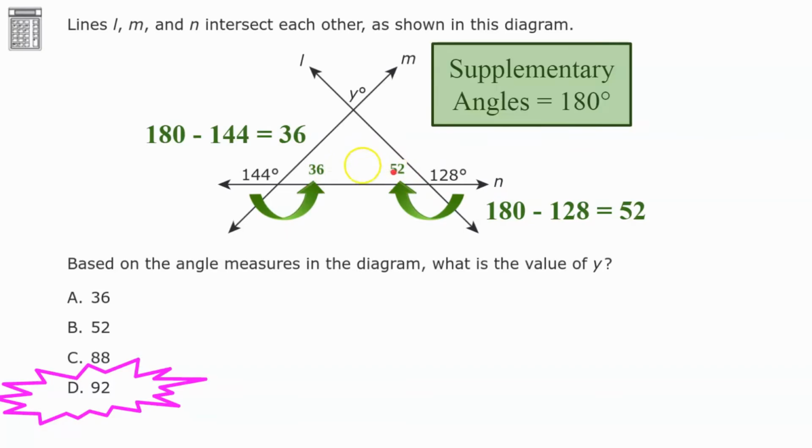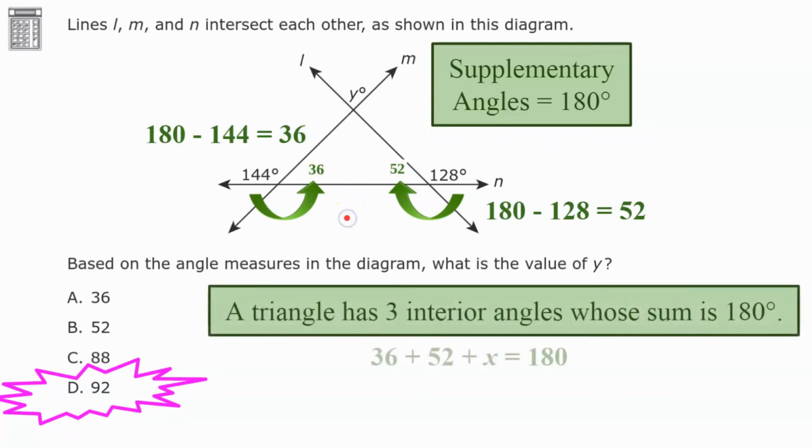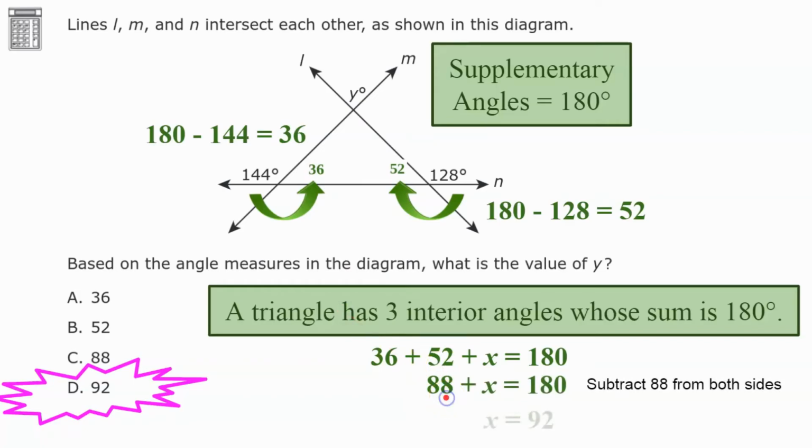So now I know that the two interior angles of this triangle are 36 and 52, and I have this third angle that I can now find, because the three interior angles of a triangle must have a sum of 180 degrees. So 36 plus 52 plus x needs to be 180. When we add 36 and 52, we get 88. Subtract 88 from both sides, and x is 92. So this third angle right here is 92. And I know that this angle and y are vertical angles, and vertical angles are congruent, so y is equal to 92.